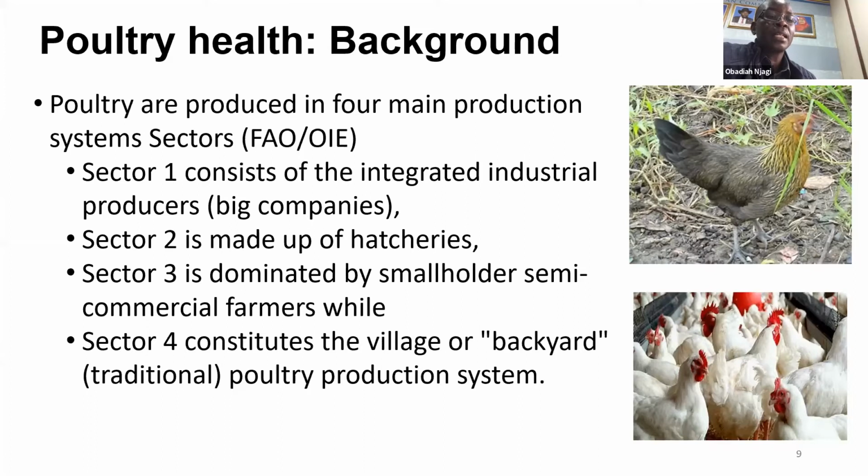One being the sector that consists of the integrated industrial producers, that is the big companies, big commercial farmers. The other one is made up of the breeders or the hatcheries, which are quite a number in Kenya, producing both commercial layers or breeding layers and broilers for the purpose of producing day-old chicks for commercial farms and the other small farmers. The third sector is dominated by smallholder, semi-commercial farmers, while the last largely constitutes the village or the backyard or traditional poultry production.